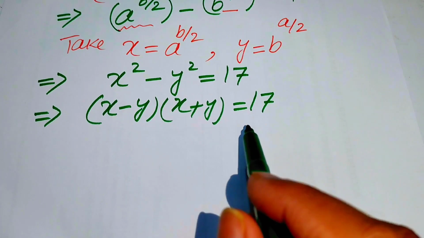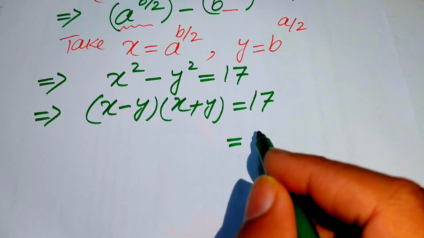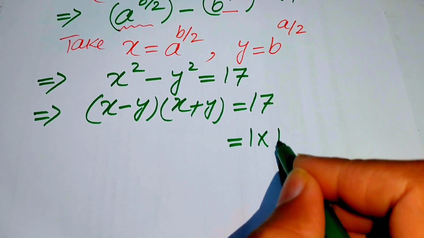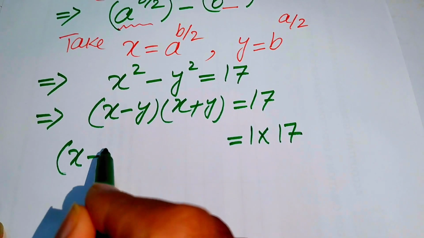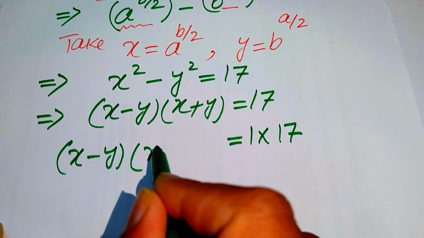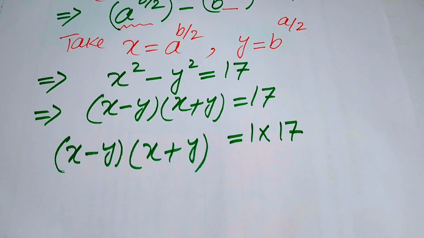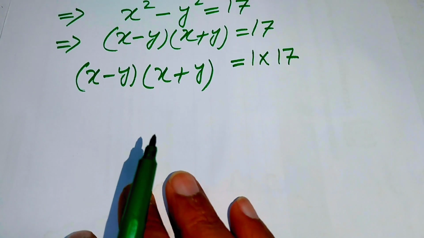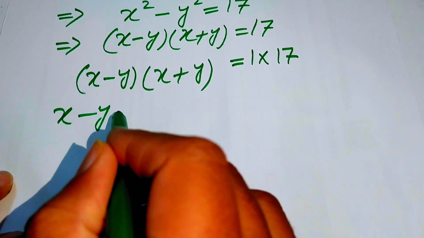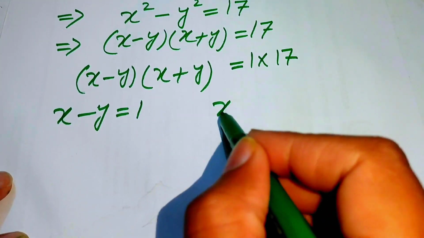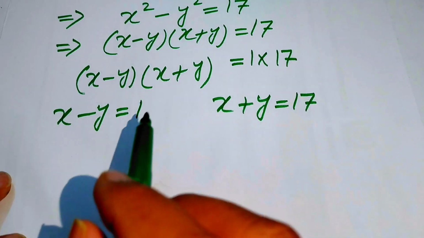So we have 17, and we first find two numbers whose product is 17, and these numbers are 1 times 17 equals 17. And in the left hand side we have x minus y times x plus y equals 17. And now we compare both of the sides, and you see here we have x minus y equals 1 and x plus y equals 17.